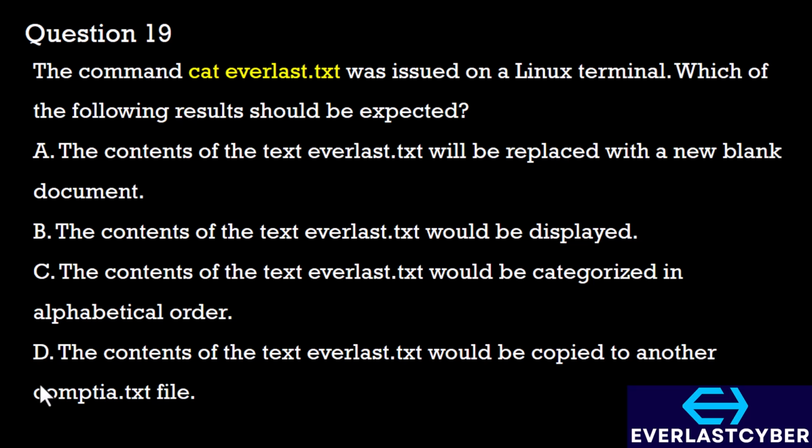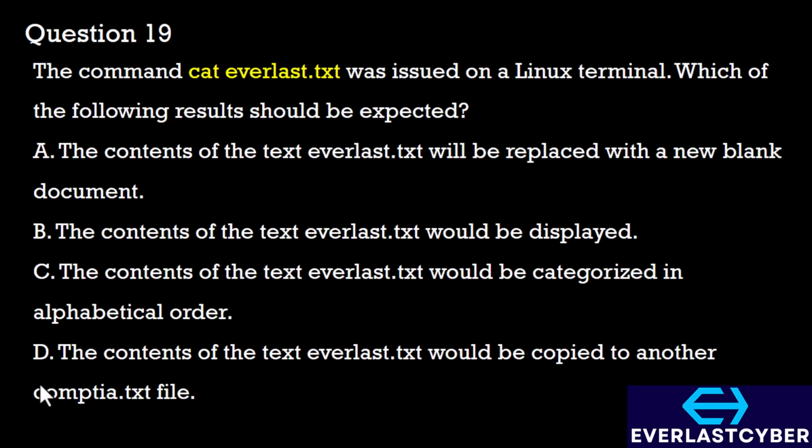Question 19. The command cat everlast.txt was issued on a Linux terminal. Which of the following results should be expected? A. The contents of the text everlast.txt will be replaced with a new blank document. B. The contents of the text everlast.txt will be displayed. C. The contents of the text everlast.txt will be categorized in alphabetical orders. D. The contents of the text everlast.txt will be copied to another Comptia.txt file.